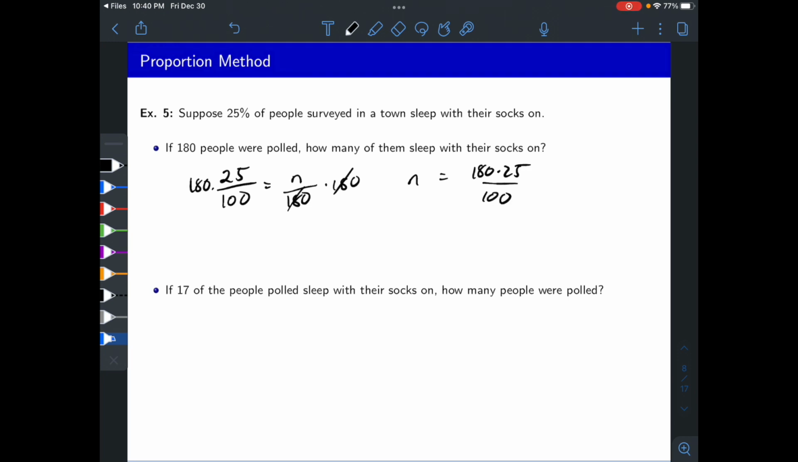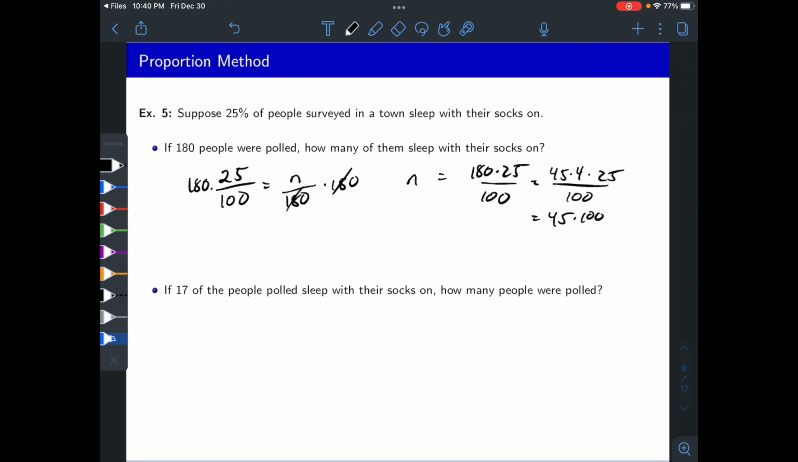What's that equal to? I could probably do mental math on this. Let's see, 180 is the same as 4 times 45. Yeah, so I could split 180 up as 4 times 45. And so I can combine the 4 and the 25 to make 100. And then I can cancel out the 100 with that 100, and I'm left with n is equal to 45 people. So 45 people sleep with their socks on.